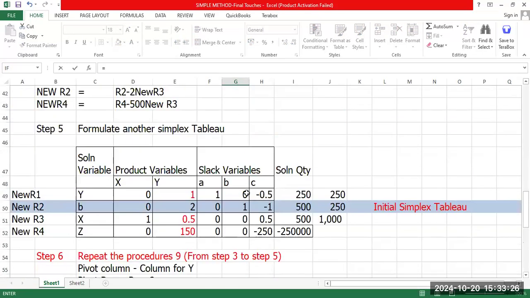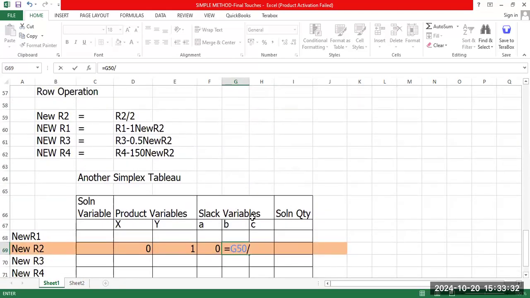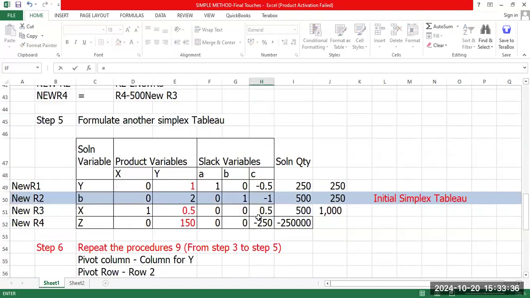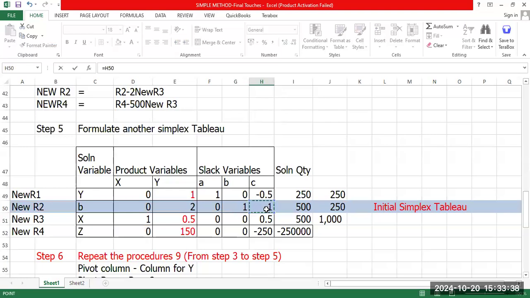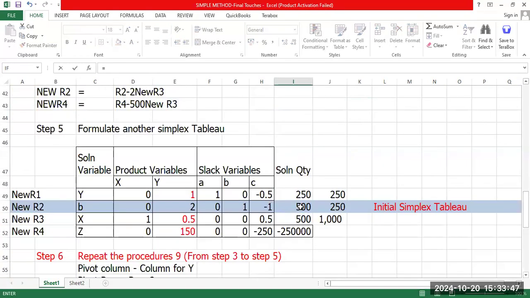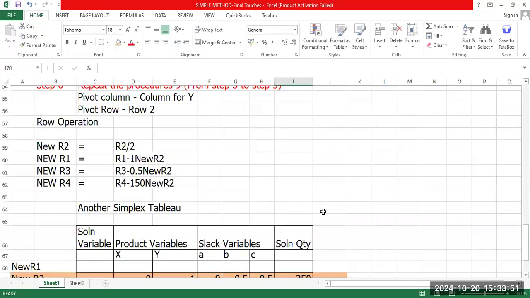Then column 4b, 1 divided by 2. Column 4c, negative 1 divided by 2. Then lastly, it is 500 divided by 2.